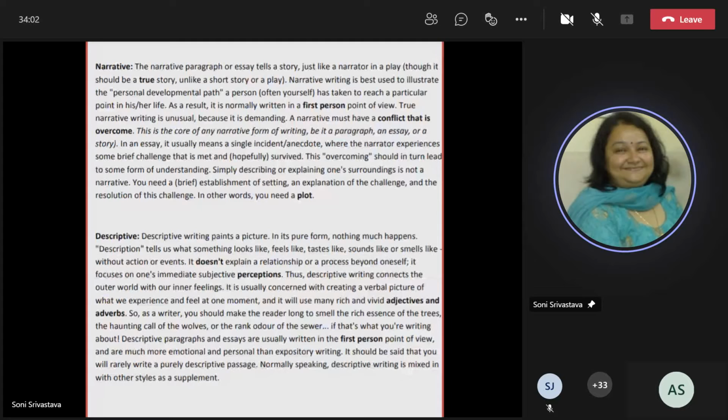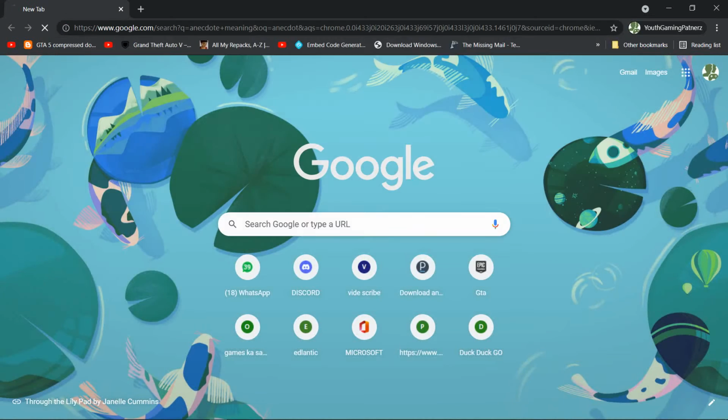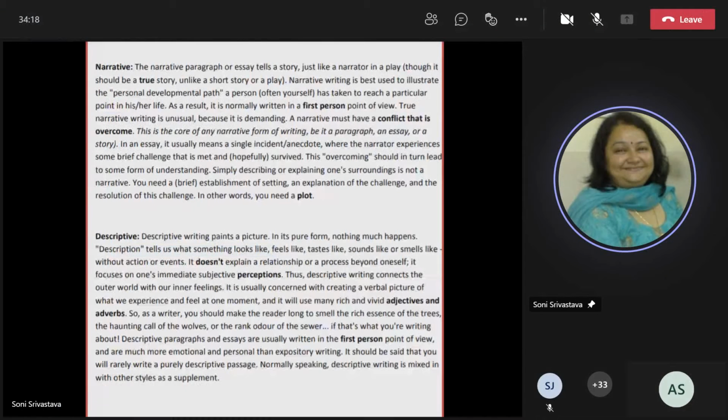In an essay, it usually means a single incident, anecdote, where the narrator experiences some brief challenge that is met and hopefully survived. This overcoming should in turn lead to some form of understanding. Simply explaining and surrounding is not narrative. You need a brief establishment of setting and explanation of the challenge and the resolution of this challenge.